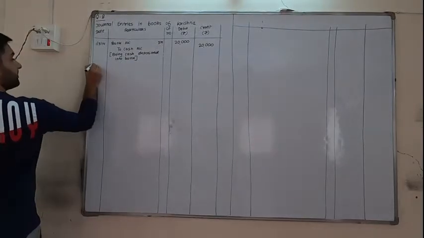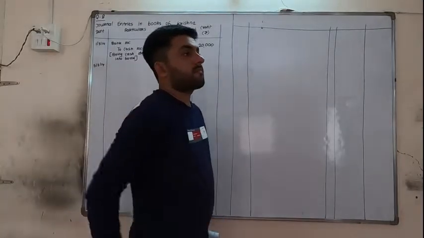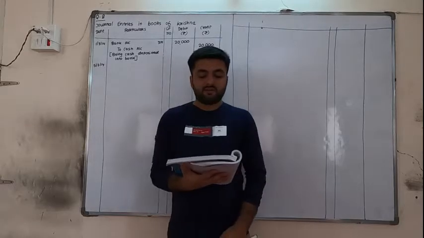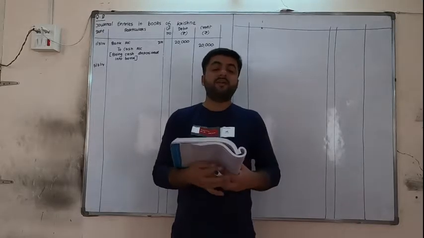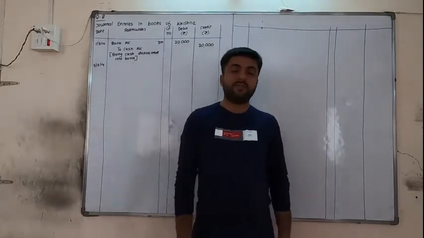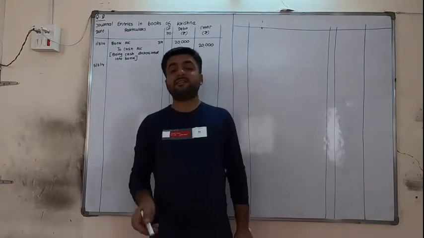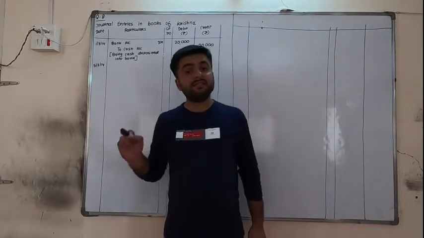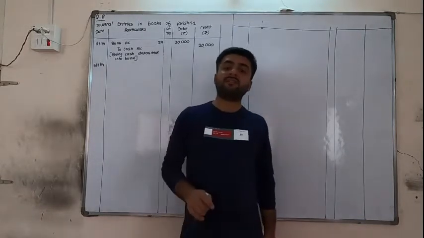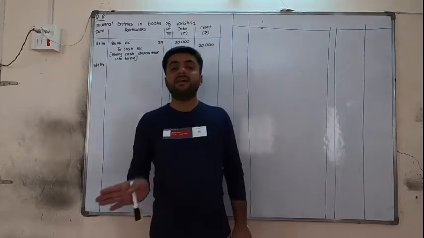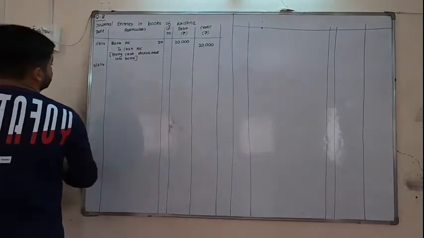Next date is 5. Check of 5,000 received from Hari, deposited immediately into bank. We are receiving a check from Hari, and the check is actually received in the bank. Bank is the receiver, so bank account should be debited. Hari is the giver of the check, so Hari's account should be credited. Just now in the theory part we have seen, the customer is giving the check, so the customer is the giver, and is credited. Bank is the actual receiver of that check, so bank debit, customer, that is Hari, should be credited.